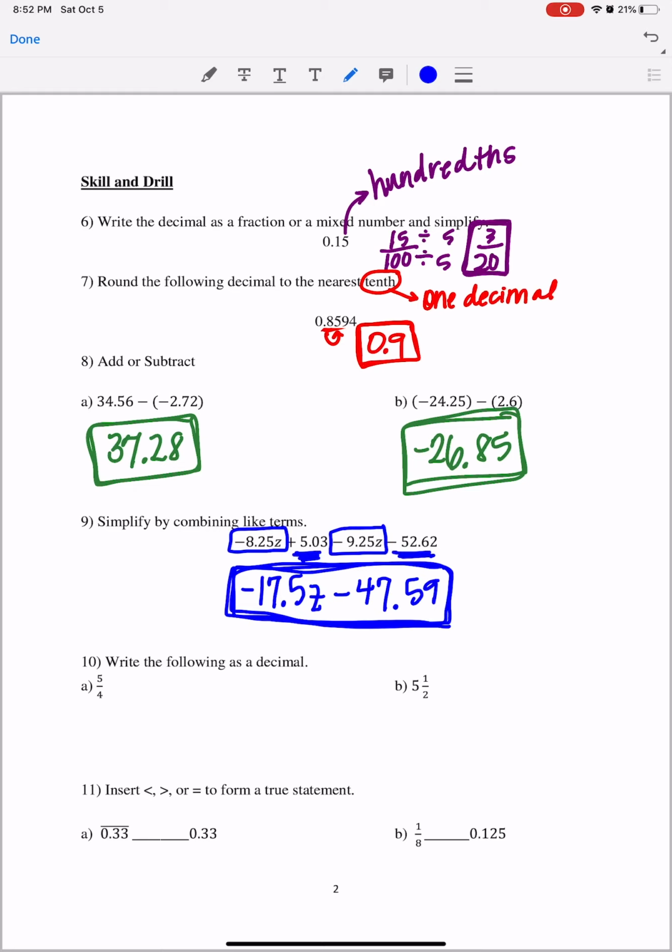And I should have asked before I boxed, but why can't I combine that any further? Well, one right here has a z, this one doesn't have a z, so you can't combine those two together.